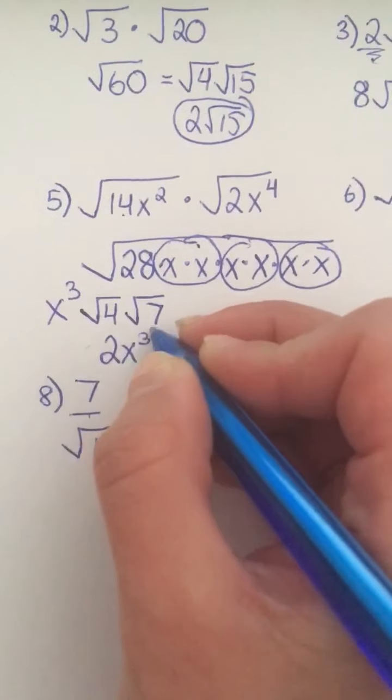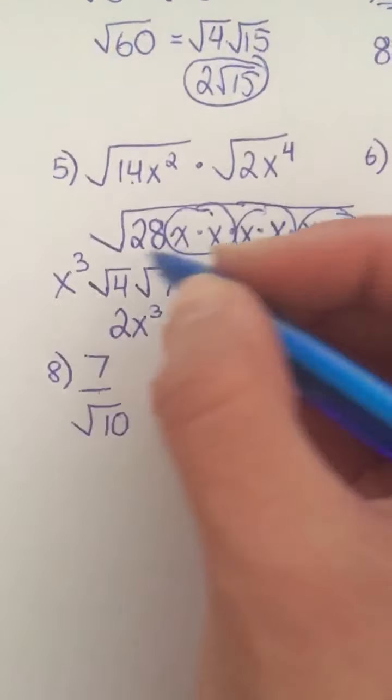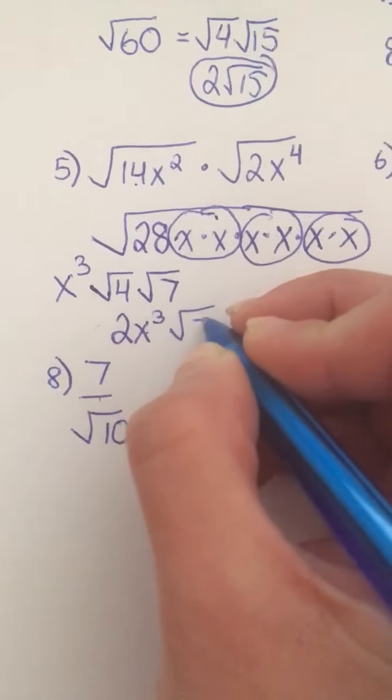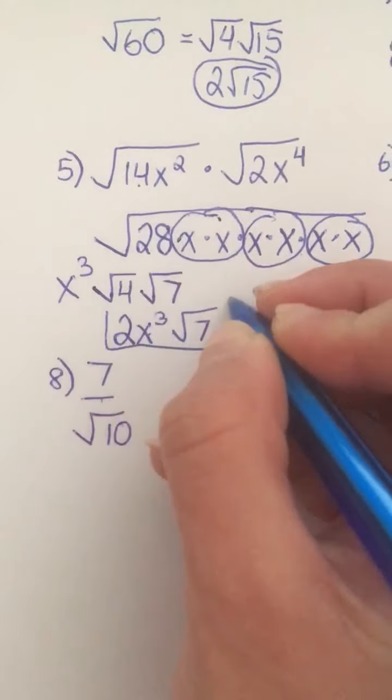You could write x to the 3rd and then 2, but it's just kind of messy that way. So I would write the coefficient, the variable, and then the radical. And that's your final answer. You can't go any farther.